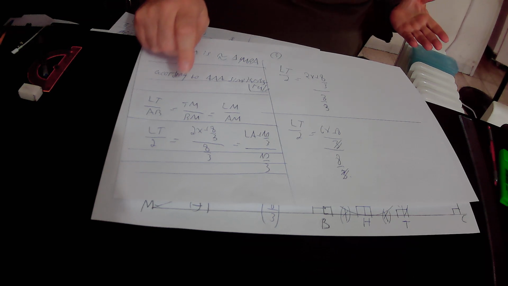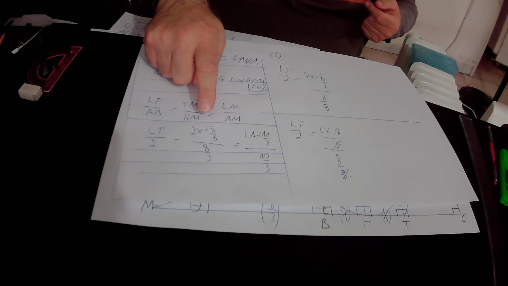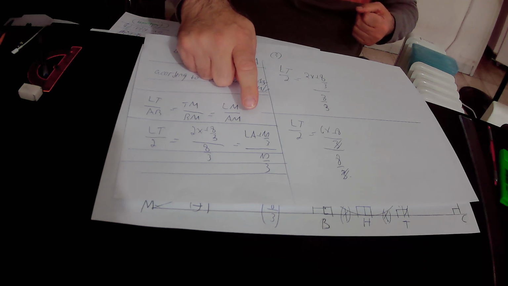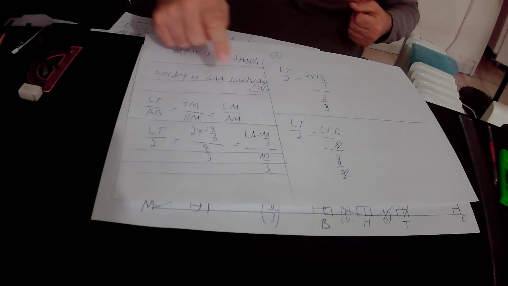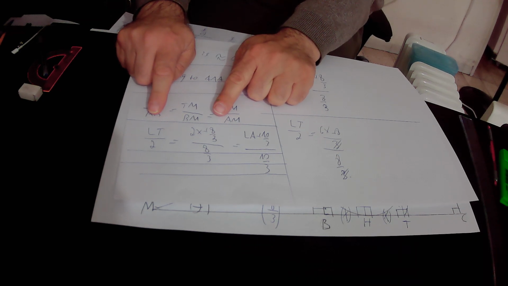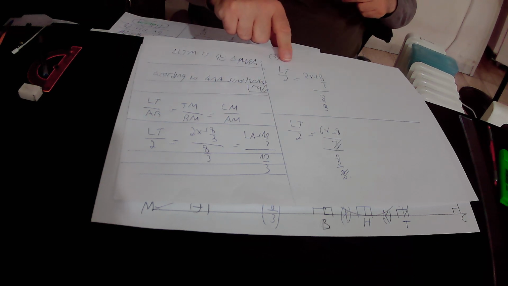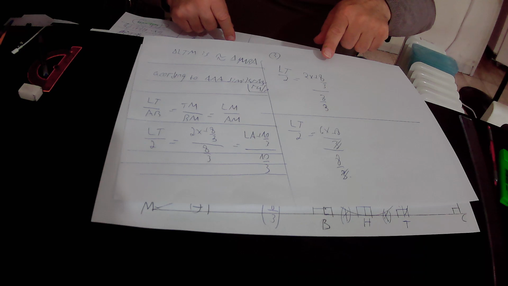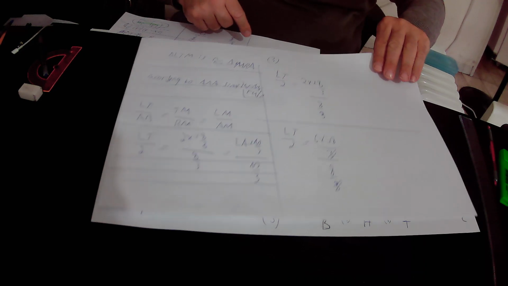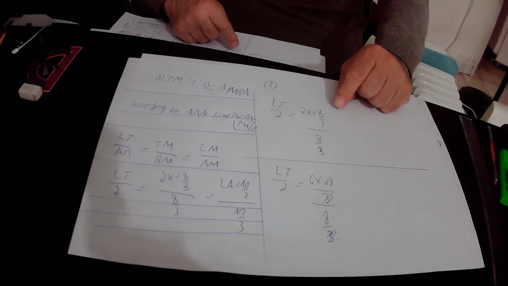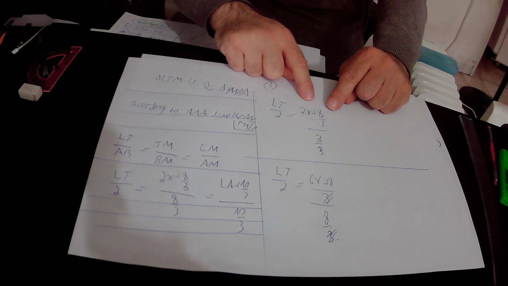So in conclusion, we found out that LT over 2 equals 2x plus 8 over 3 over 8 over 3, and it also equals LA plus 10 over 3 over 10 over 3. Those two sides are equal to each other, so we create an equation. According to the first equation, we get that LT over 2 equals 2x plus 8 over 3 over 8 over 3.